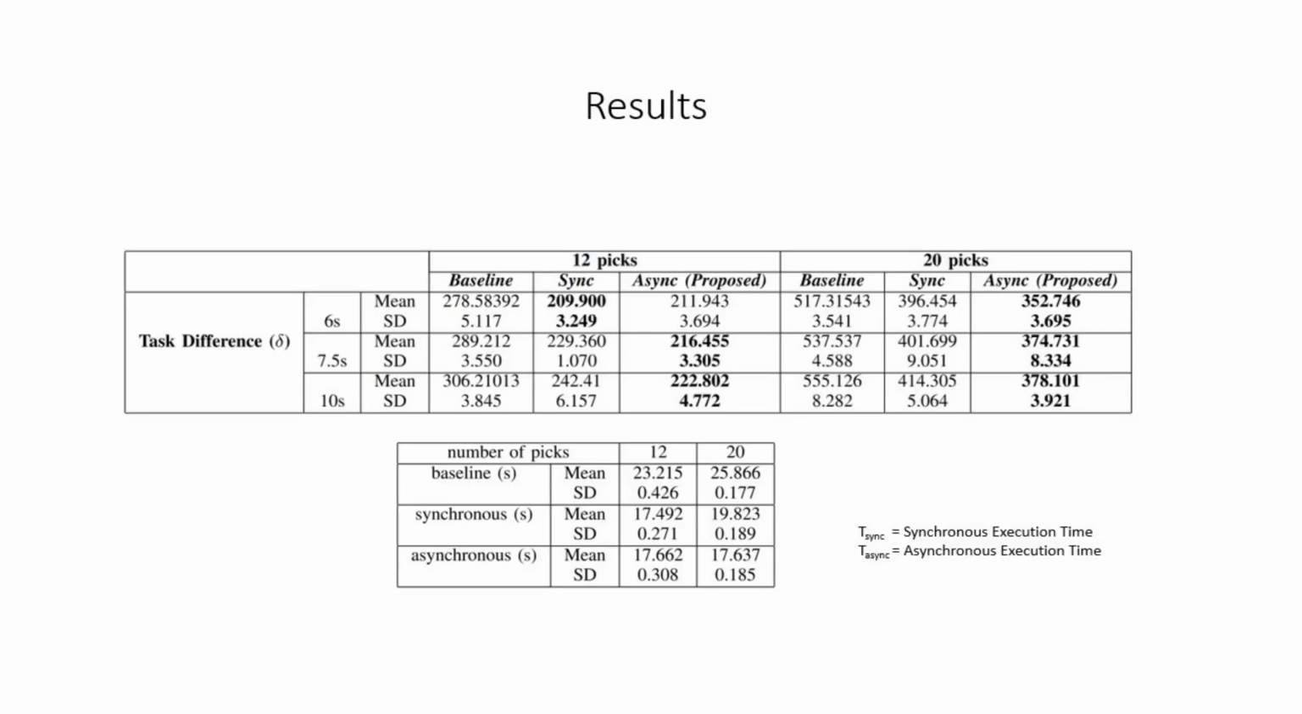The experimental data shows the average total execution time in seconds and standard deviation over 10 runs for the given pick-and-place operations. We cross the break-even point of T-sync and T-async between values of delta of 6 and 7.5 seconds for 12 picks. For longer pick sequences, for example 20 picks, we have async consistently achieving lower total execution time than sync.